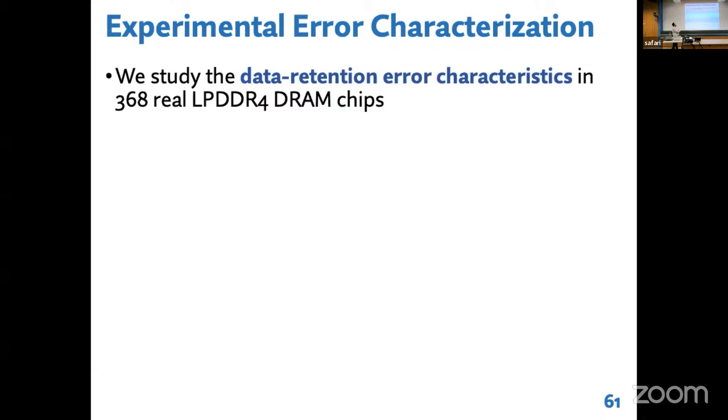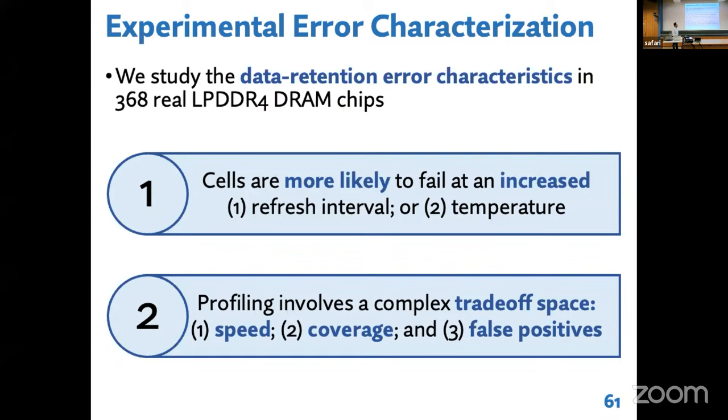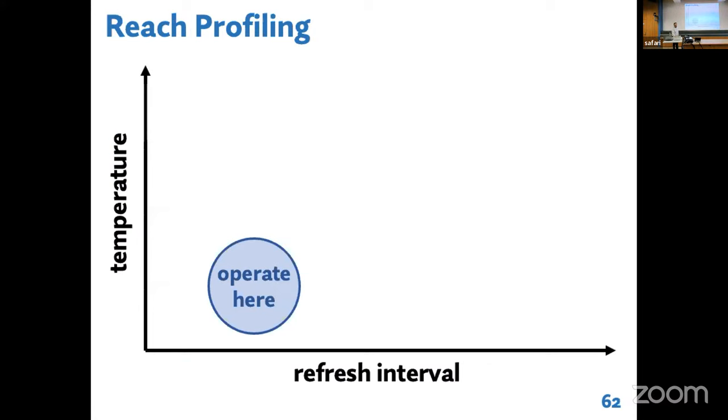How does this paper do that? It starts with experimental characterization to basically understand the real chip behavior, right? And it tests 368 real LPDDR4 chips. And it concludes that cells are more likely to fail at an increased refresh interval or temperature. So basically, we will come to that. And the second conclusion of this paper is that the profile involves a complex trade-off space in terms of speed, coverage, and false positives. So yeah, this plot actually explains everything.